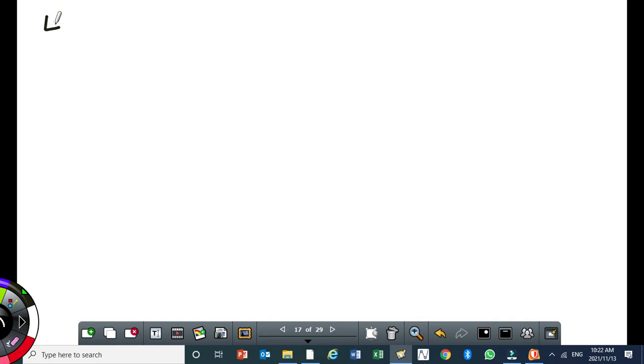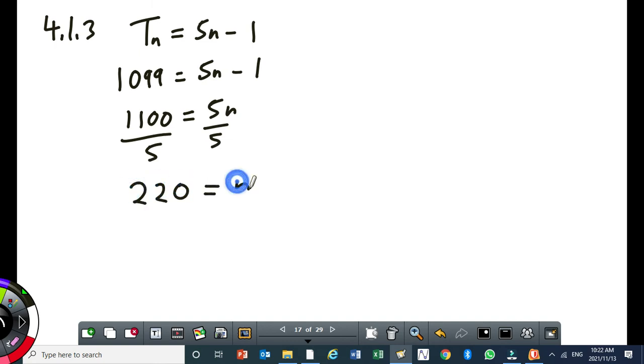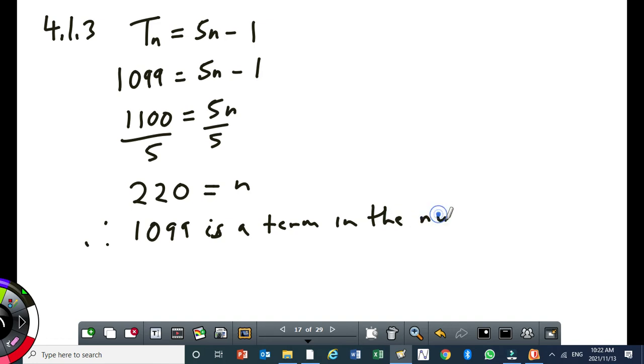So we have 4.1.3. We have Tn equal to 5n minus 1. So I'll put 1099 equal to 5n minus 1. If I take the minus 1 to the left, I get 1100. Already I can see that indeed it is part of the pattern, so n is 220. Therefore, 1099 is a term in the number pattern.